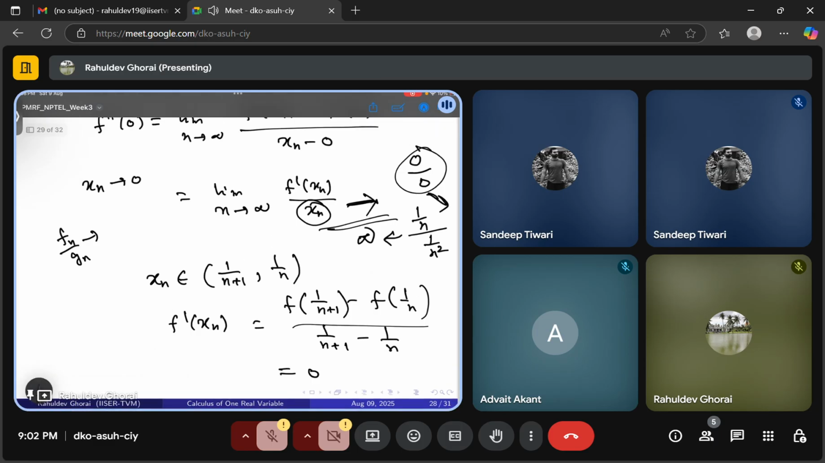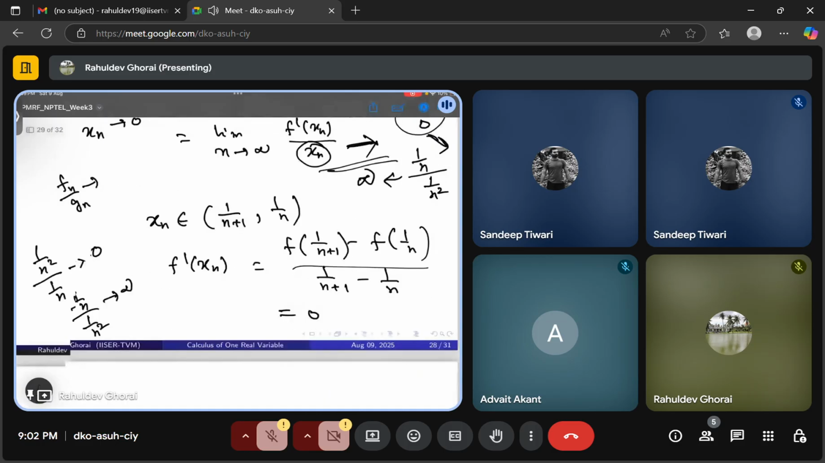Even 1 by n square converges to 0 and 1 by n converges to 0, so in that case both converge to 0. But sometimes 1 by n over 1 by n square converges to infinity. So it depends on how much faster it is going, but you don't know how much faster f dash xn and xn are going.